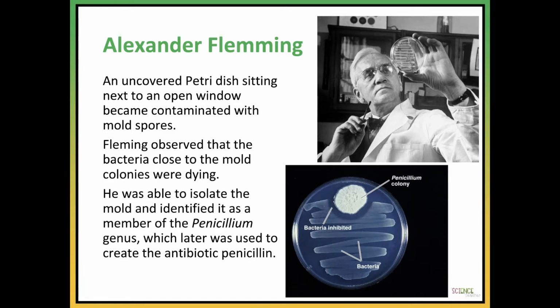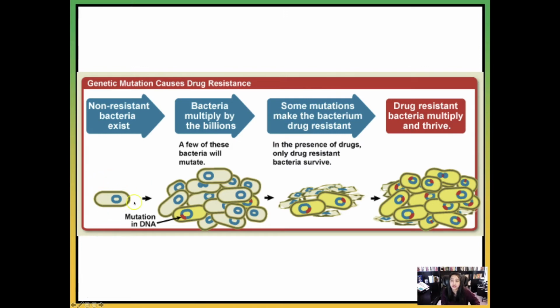So that's a little bit of background on antibiotics. You start off with non-resistant bacteria, and those bacteria reproduce, and then over time there's some sort of mutation in the DNA that allows the bacteria to resist certain drugs or antibiotics. And then when that antibiotic is present, only the resistant bacteria live and the other ones die off. And then over time, those drug-resistant bacteria multiply and pass on that gene.